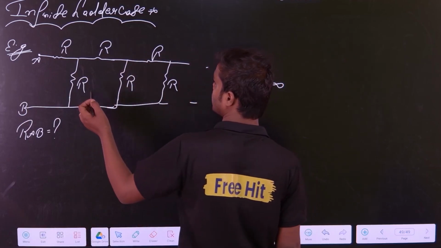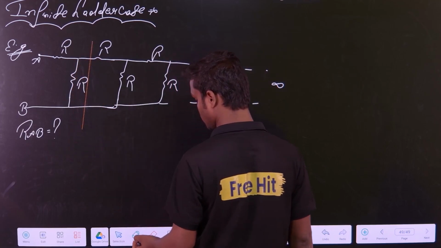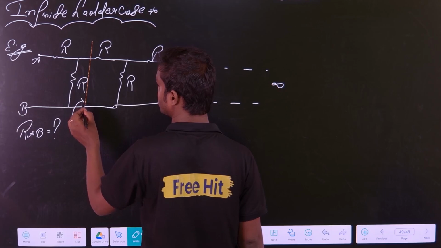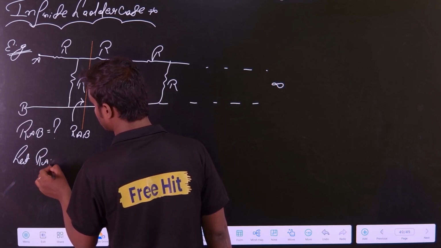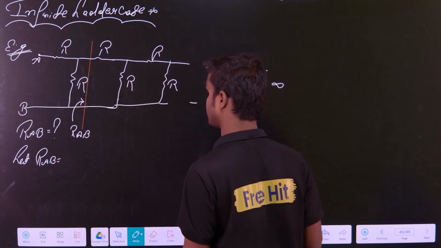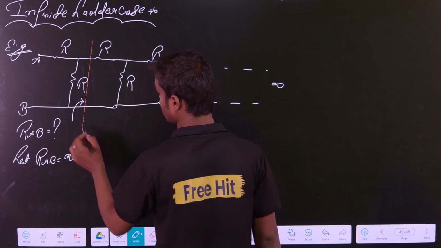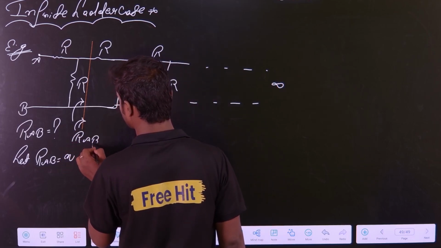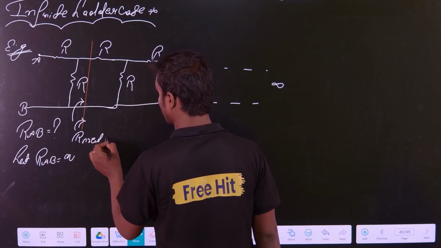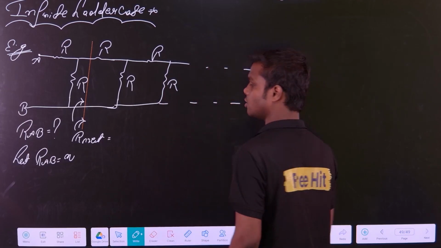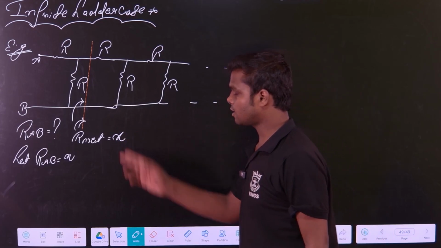So what you have to do is, if you see the R equivalent from here, suppose RAB is X. If you see from here also, the R net, you will get X, correct. Is there any doubt till here?